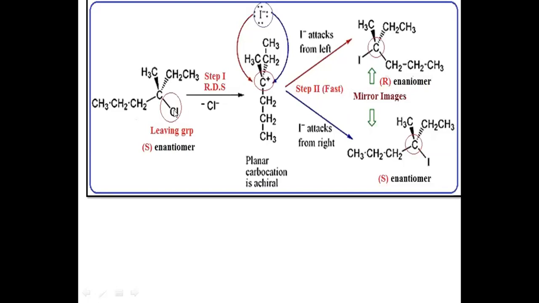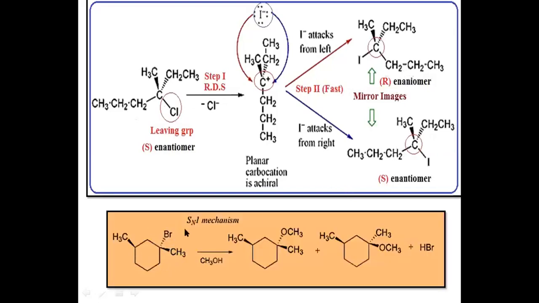So if iodide comes to the same side as the leaving group Cl, the configuration is retained over here, and we say that there is retention of configuration. If your iodide is now coming from the opposite side of Cl, you get a product with R configuration, and we will say that this product is with inversion of configuration. So these two are mirror images of each other.